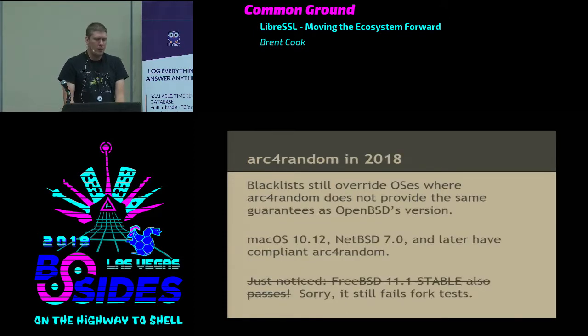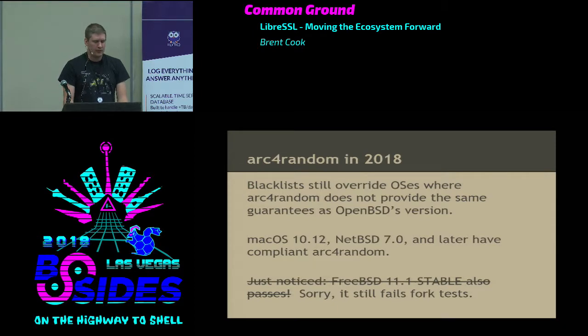In 2018, where's arc4random? Now, a lot of people think, oh, LibreSSL, all you guys need is getentropy to work. Well, actually, I don't want getentropy. I want arc4random, which is really the user space API that you want for generating random numbers. We still have some blacklists. OS X, at least 10.11 or 10.12, had a non-compliant arc4random. They had some problems with reseeding. FreeBSD I thought worked very recently, but I tried it again recently and it still fails all the fork tests.